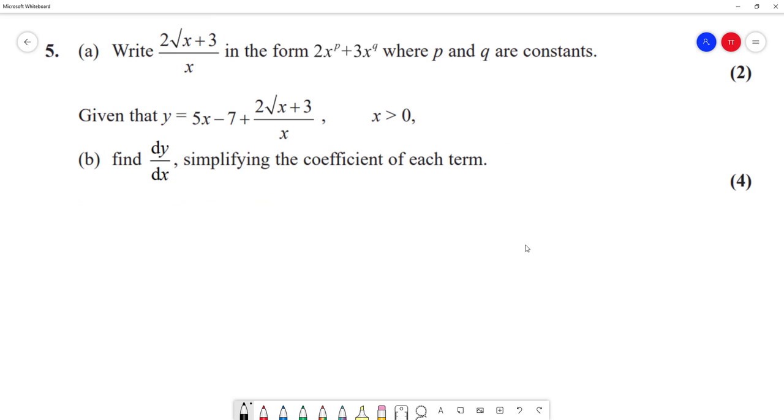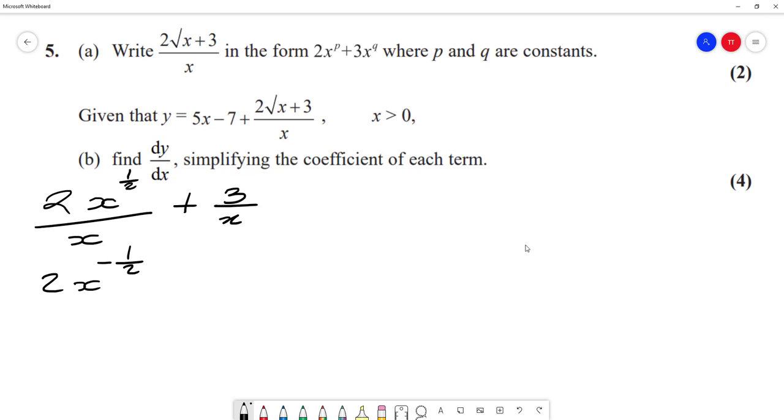Here's another question for you to try. You can pause the video, and when you're done, I will go through my worked solution. Okay, welcome back. So just like the last question, we can write this in terms of powers. So we get 2x to the power of a half divided by x plus 3 over x. So that's going to be a half minus 1, which is minus a half, by dividing the powers. Don't forget this is 2 over 1, so that's where you get 2.